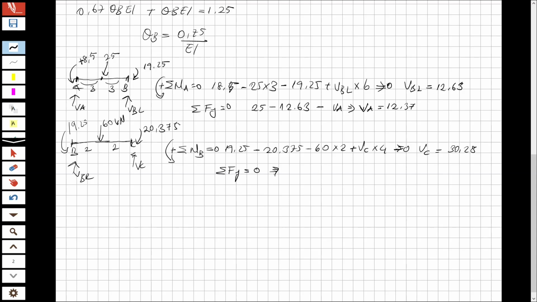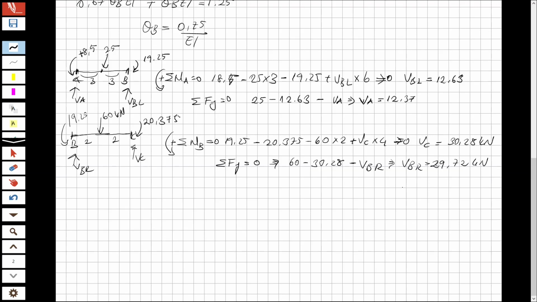In this equation, I'm going to take 60 minus 30.28 minus VB right. So VB right will be equal to 29.72 kilonewton. These are kilonewton. So now you can see I found the shears and I also know the moments. So now I can draw the moment and shear diagrams.